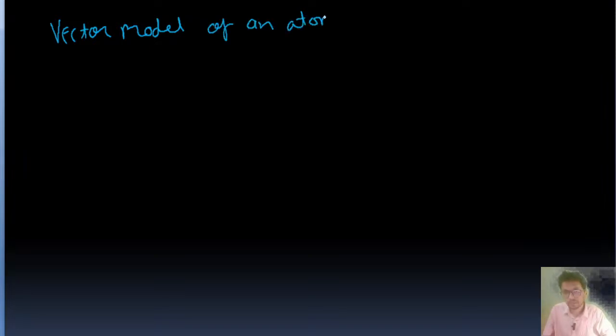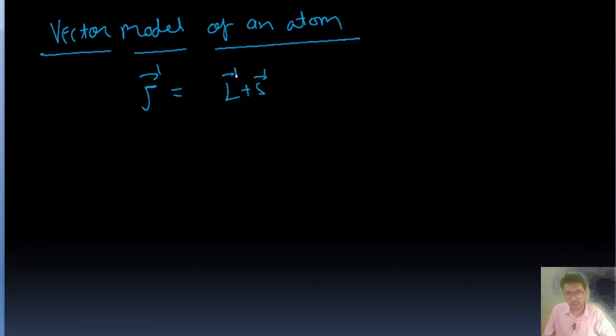Next is vector model of an atom. Okay, so this is J equal to L plus S. This is the vector model, and total angular momentum is the sum of orbital angular momentum and spin angular momentum. So I'll show you by figure this one.